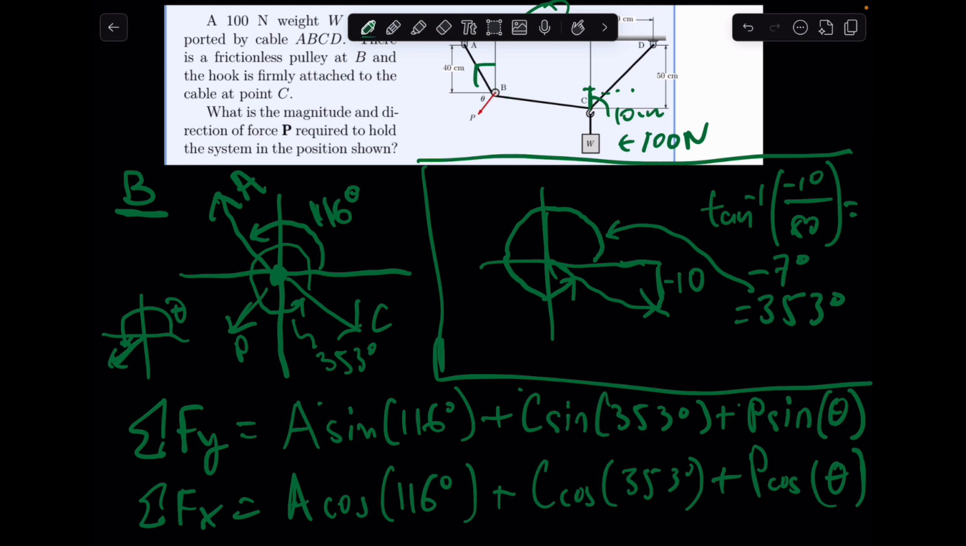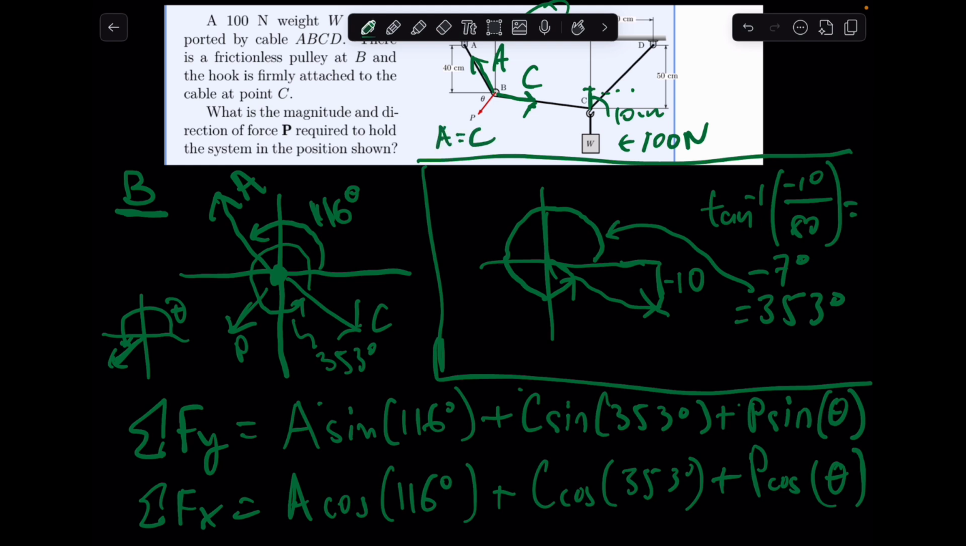So if we call this our force C in this case, and we call this our force A, then A is going to be equal to C. A equal to C.